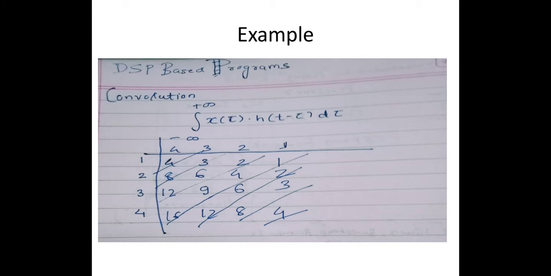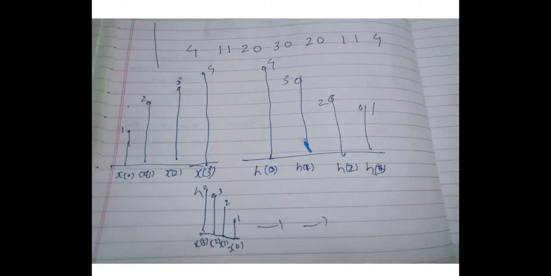As you know, the rule in convolution is that the number of output samples always depends on the length of x plus the length of h minus 1. In our case, 4 plus 4 is 8, minus 1, so I get a total of 7 outputs. So I will have output y of 0, y of 1, y of 2 up to y of 6, if y is my output signal. This is where I get the convolution of these two signals as 4, 11, 20, 30, 20, 11 and 4.